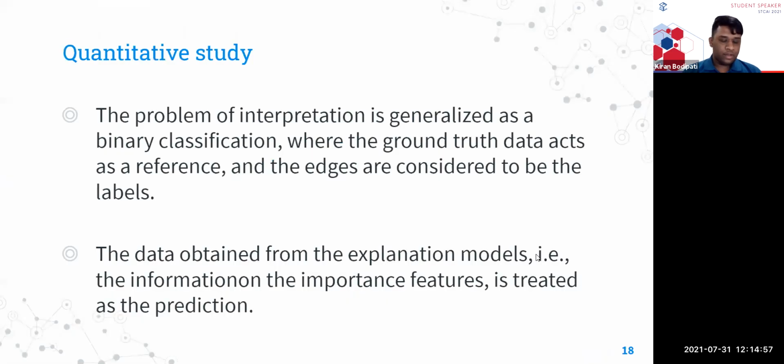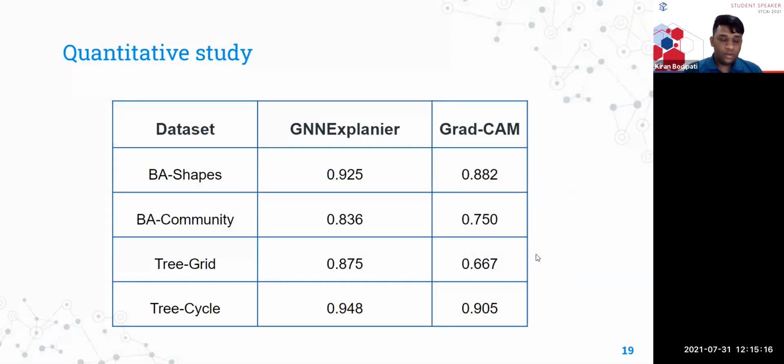First, we have a qualitative study that focuses on the accuracy of the interpretability model. The problem of interpretation is generalized as a binary classification, where the ground truth acts as a reference and the edges are considered to be labels. The data obtained from the explanation models, that is, the information of the important features, is treated as a prediction. If the ground truth of the edges is close enough to the predictions offered by the explainer, it is said to be accurate.